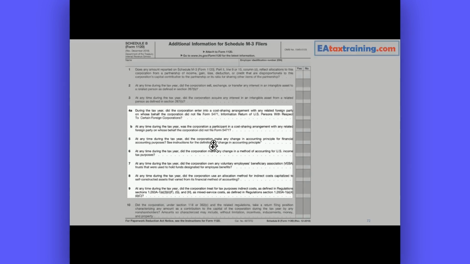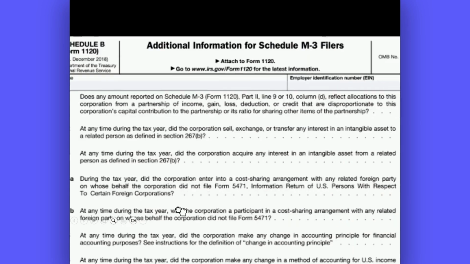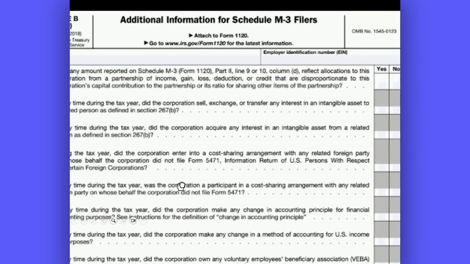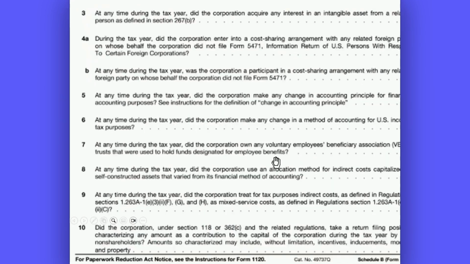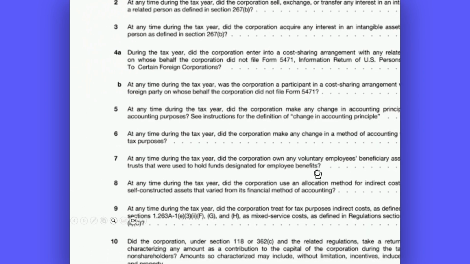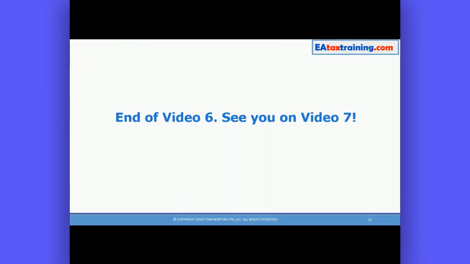And then Schedule B, which is the additional information. This is a series of check boxes where you're going to say yes or no, whether or not you have any of these things. So this is in order to give the IRS some idea of things that they might want to look at in case of an audit.